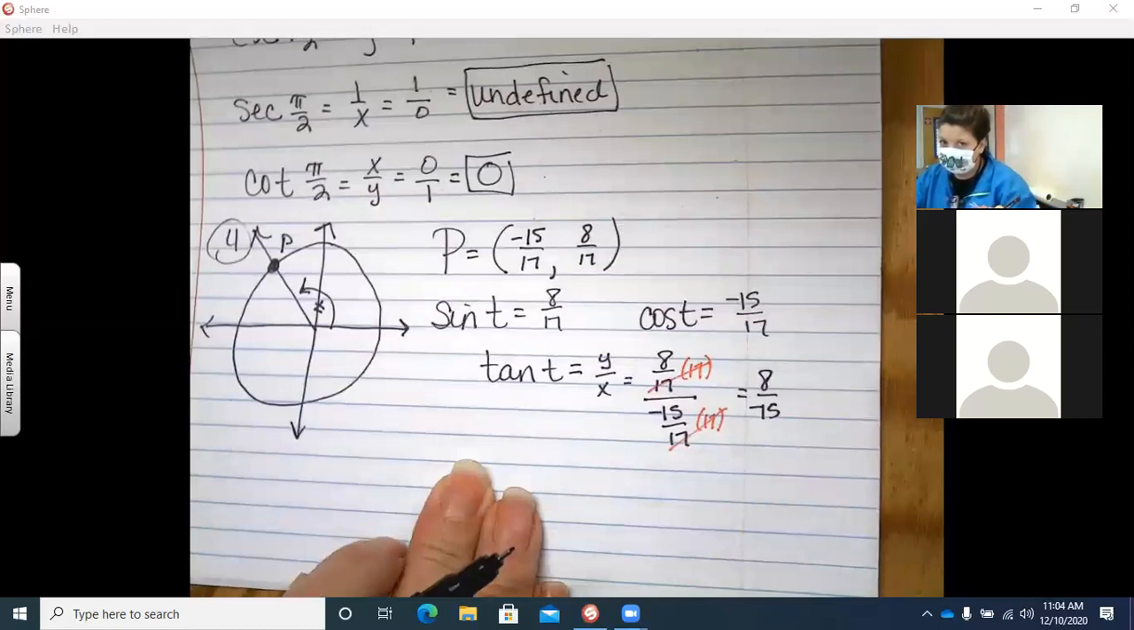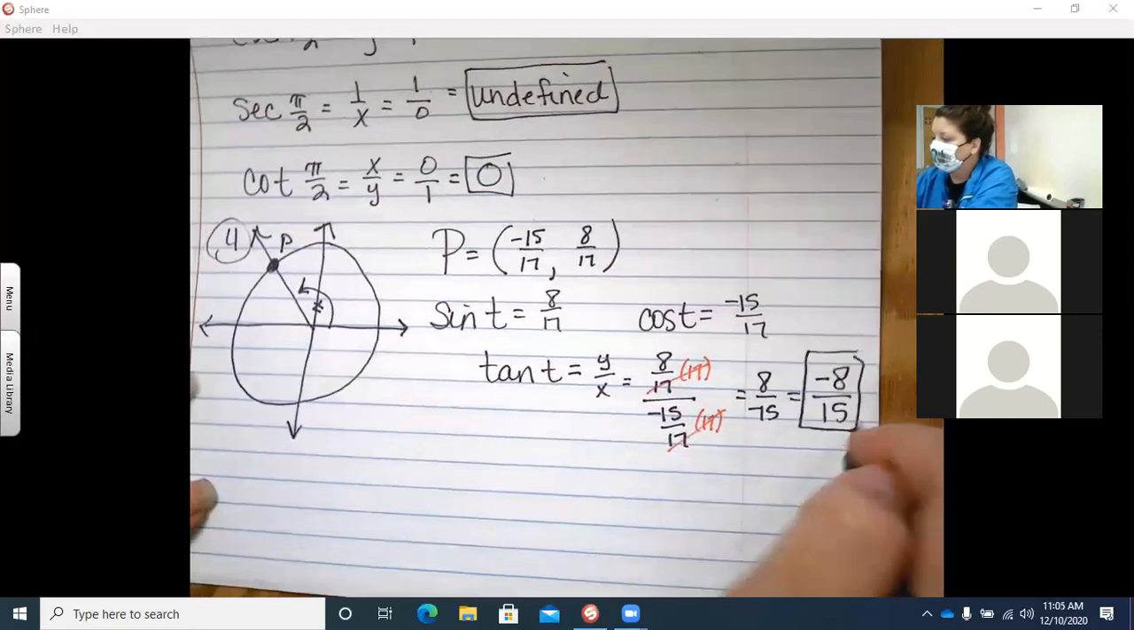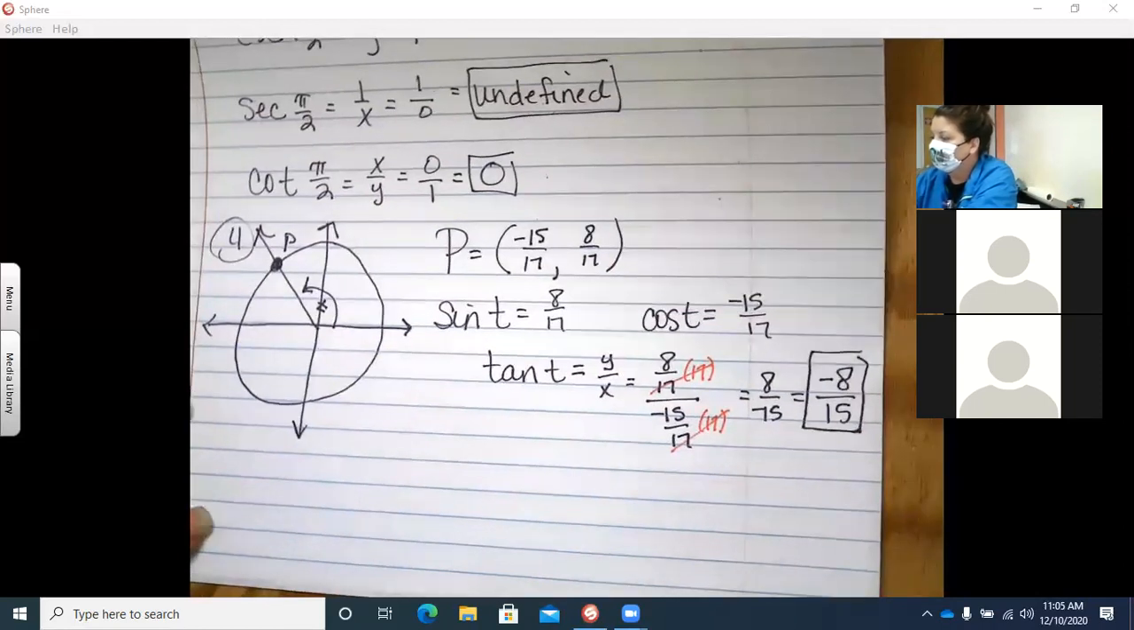Can I do anything else? Do I want to leave a negative in the denominator? Yeah, so just move it up to the numerator, or right next to the fraction. So leave that as negative 8 divided by 15. Don't leave negative signs in the denominator. Right on? Okay, so those are the first three that we work with all the time.